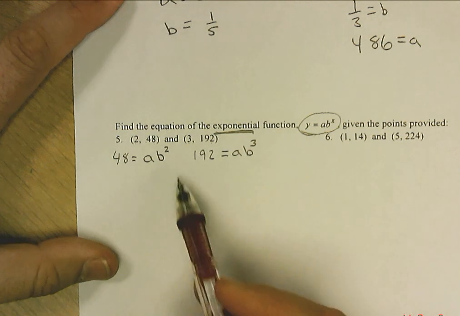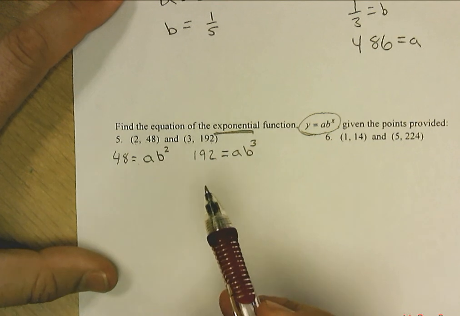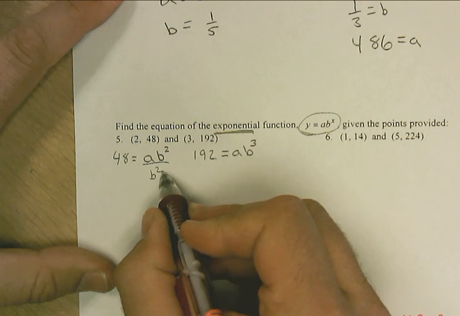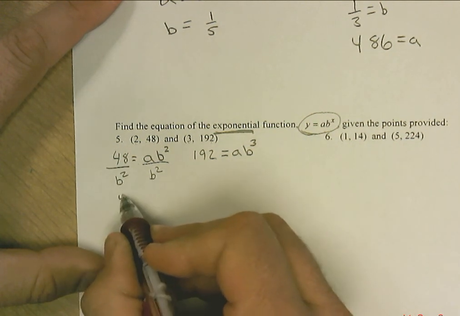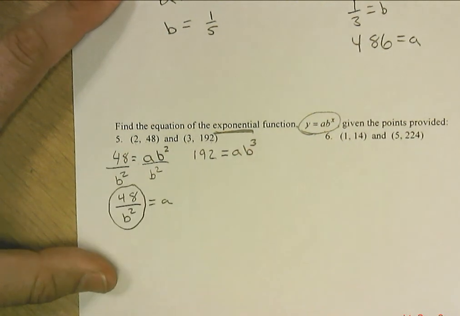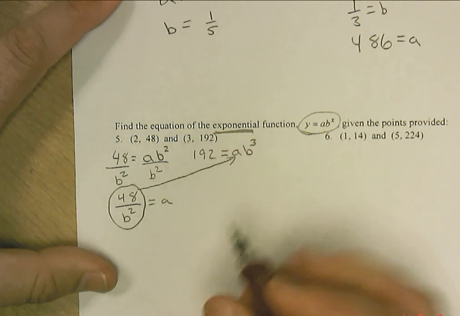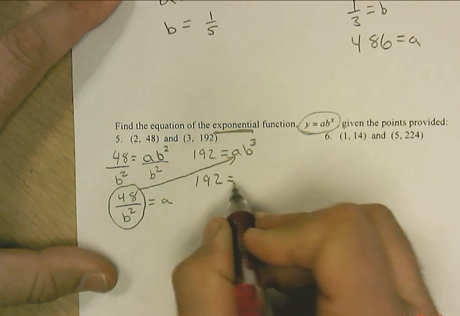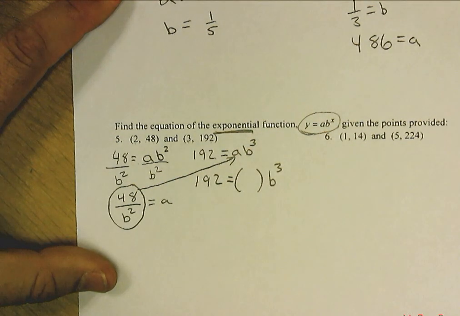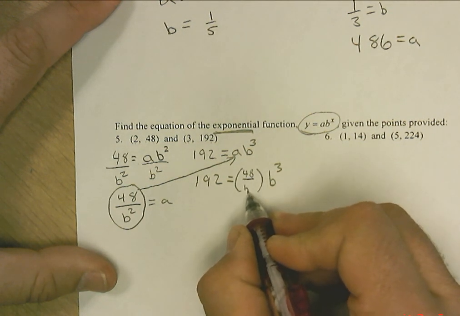Now I have 2 equations just like we did up above. So I'm going to look for the one with the smallest exponent, solve it for a, divide by b squared on each side. So that's 48 over b squared is equal to a. There's my a. Plug it in for a. So it's 192 equals my a times b cubed. And then my a is 48 over b squared.